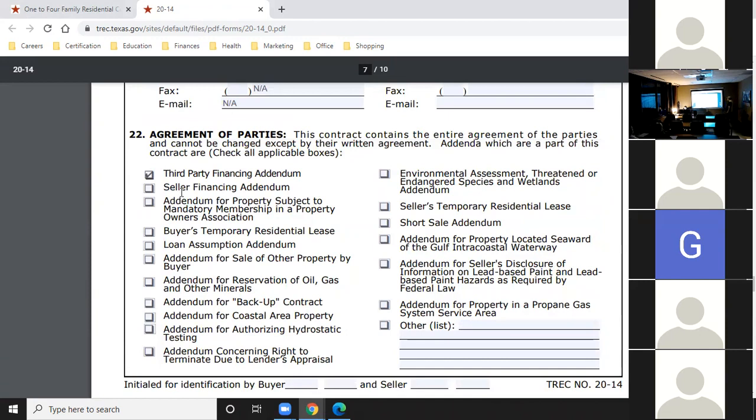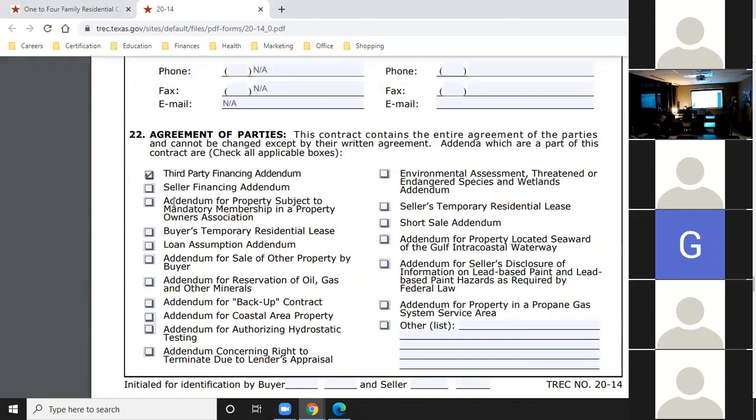Yes, I agree. Yes, ma'am. I agree as well. Do we have any other addendums going in? Did we do anything else, guys? No. As far as we know, they're not authorizing hydrostatic testing, right, so we should be good. That's right.